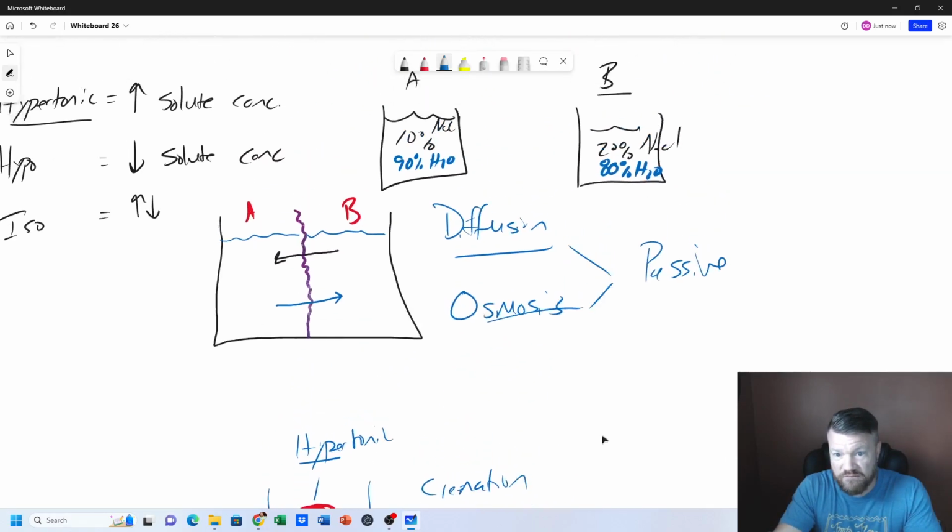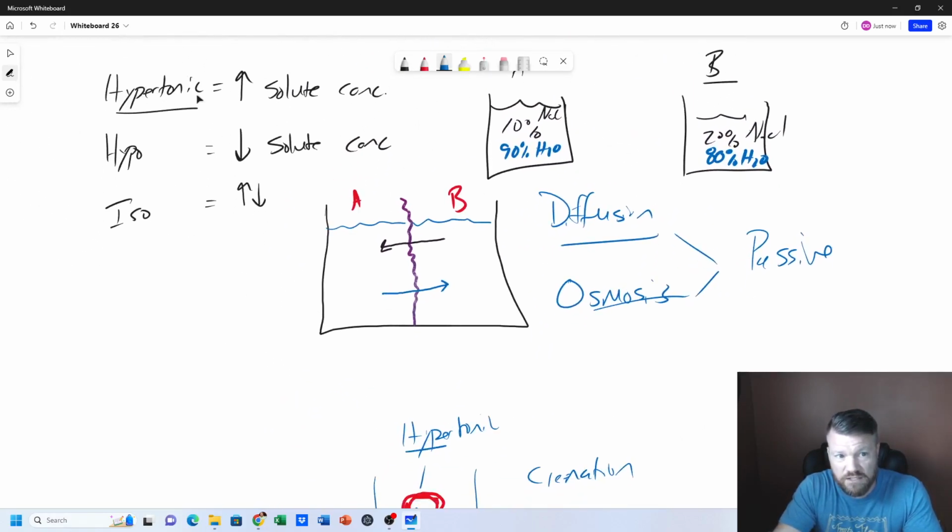Now, let me just talk about some pitfalls here that students usually make. If I go back up here and I talk about hyper, hypo, and isotonic, if I were to ask you to define hypertonic, what is a hypertonic solution? Sometimes what students will say is a hypertonic solution is a solution that has more solute than another one. I would be nitpicking here a little bit, and I get it, but I want to talk about why that's wrong. If you just say more, you're not really talking about the concentration.